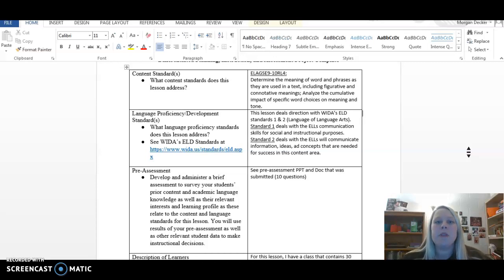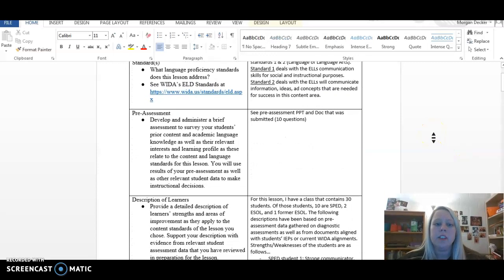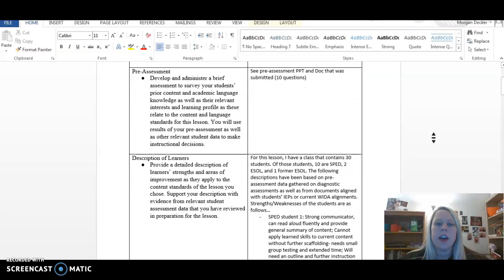Then I go through and highlight WIDA's ELD standards. So I linked it with standard 1, communication skills for social and instructional purposes, and then the ELLs' ability to communicate information, ideas, and concepts that were needed for success in the content area. The pre-assessment I'll have linked to this so that you can take a look at that.